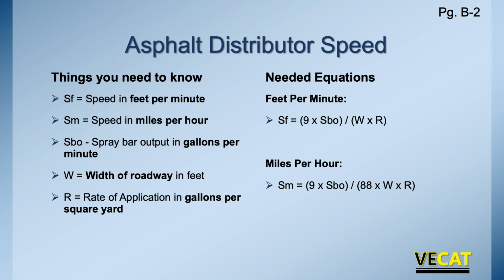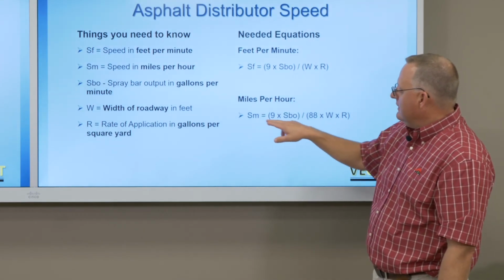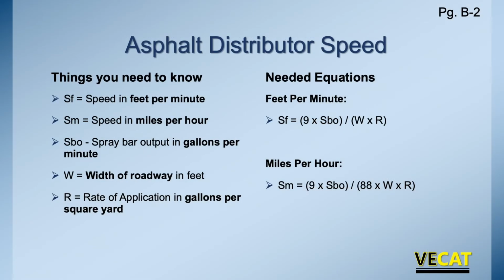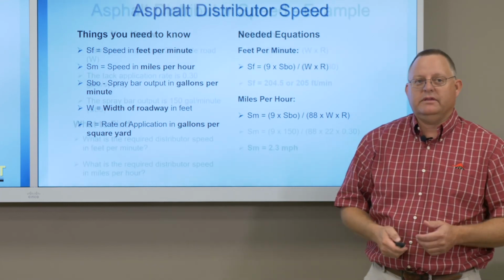So needed equations. Speed in feet per minute is just 9 times the spray bar output in gallons per minute, divided by the width of the road and the application rate. If you're doing it in miles per hour, it's still 9 times that output, but now we have 88, and that converts it from feet per minute to miles per hour. The 9 just converts us from feet to square yards, and then the spray bar output, again, remember, is gallons per minute. So all these things can get converted over. But you need to know these. If you look in Appendix B of your manual, it walks you through these.